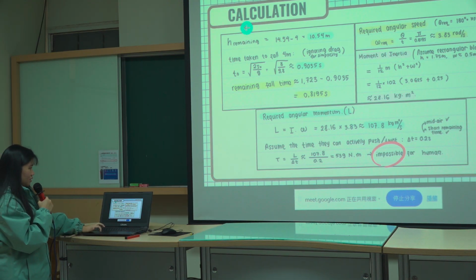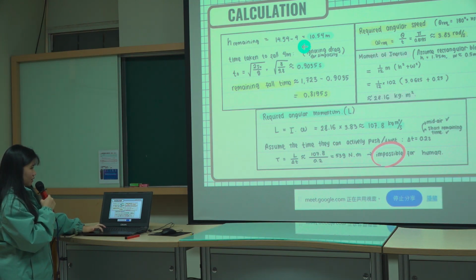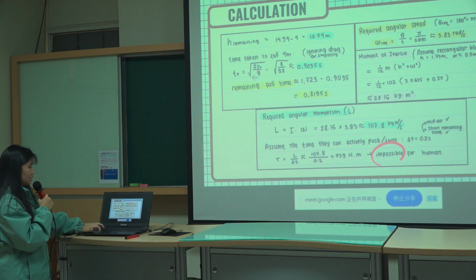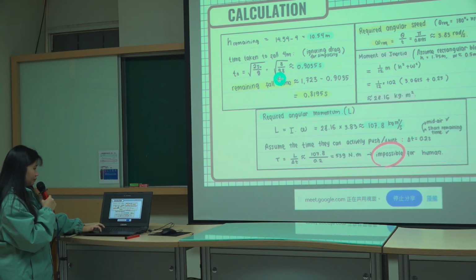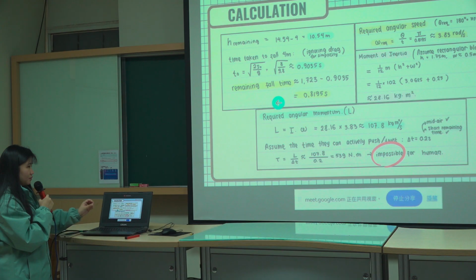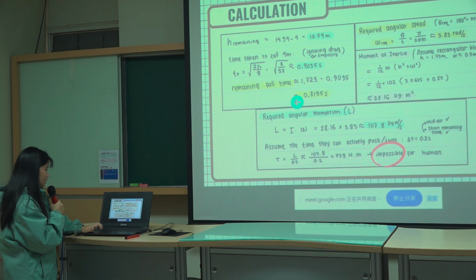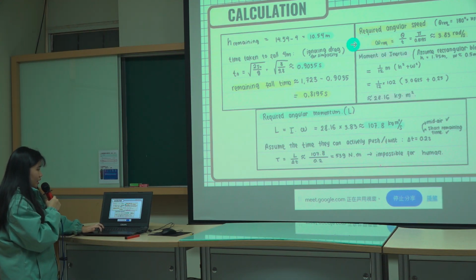So I reduce 4 meters, so they only have 10 meters remaining, and the time remaining is 0.9 seconds. So the remaining fall time to do the rotation is approximately 0.82 seconds. So the required angular speed is equal to 3.83 radians per second.